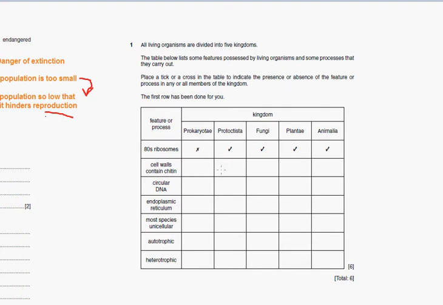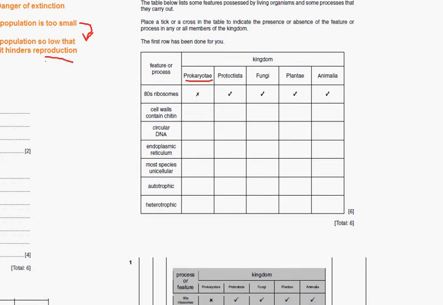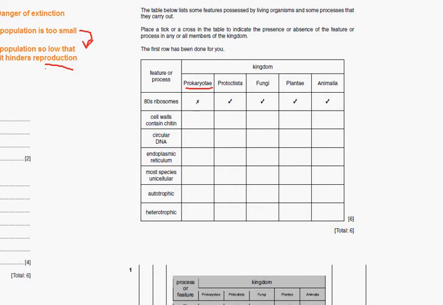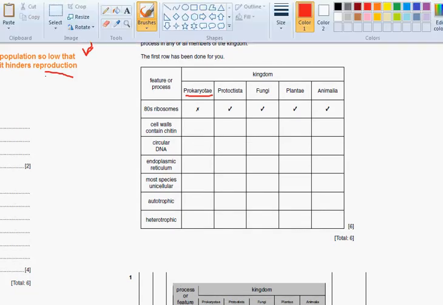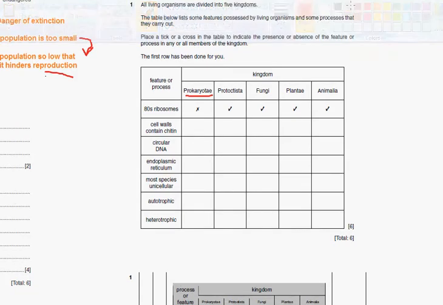So let's do it over here. The first thing we have to start with is cell walls. We have 5 kingdoms, right? The prokaryotes, the plantae, animalia, fungi, and protista. Prokaryotes are also called kingdom Monera, right? So we shouldn't be looking yet, okay? Try it yourself and then we will check.